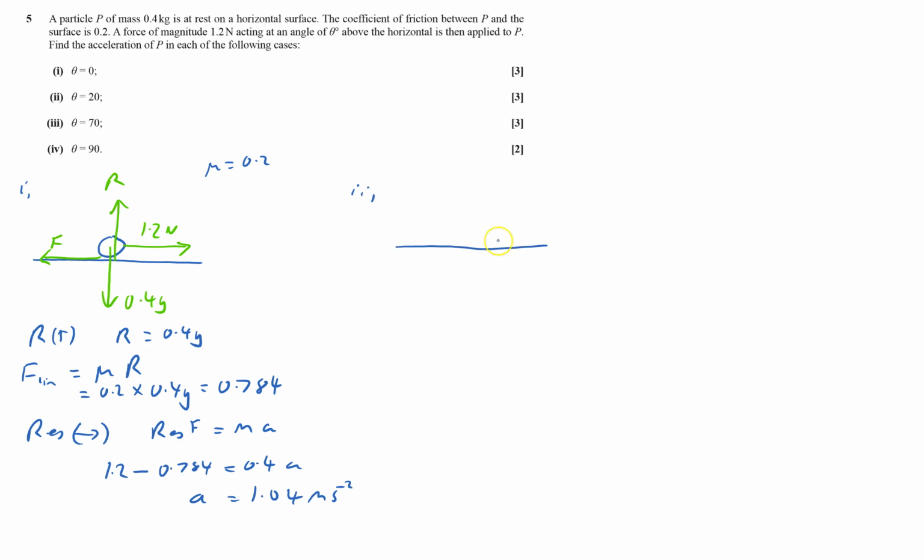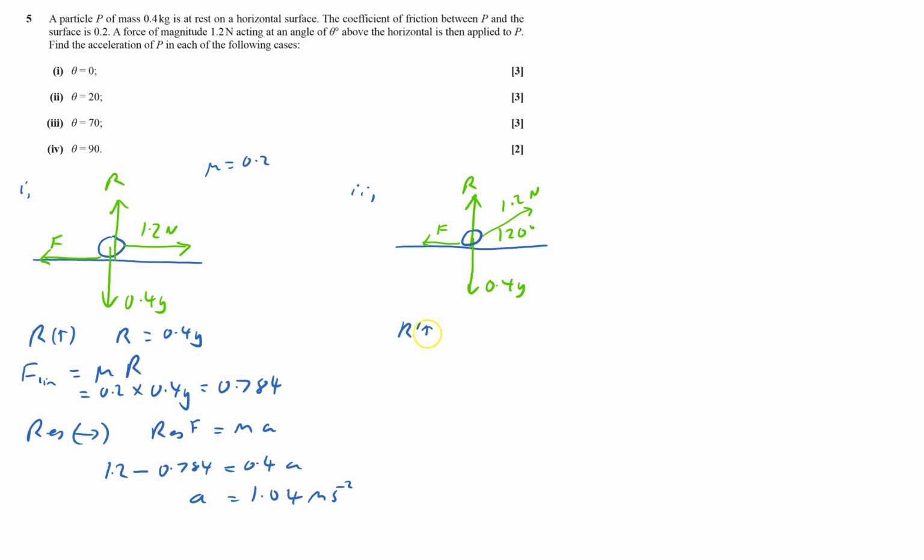I've still got the same particle resting on a horizontal surface, and I put the forces in. So I've got the weight straight down from the centre of mass, weight still 0.4g. R goes straight up from the surface. It's now being pulled when theta is 20 degrees. It's probably a bit steep, but 1.2 newtons, and that is 20 degrees. And friction obviously opposes motion or desired motion. So we've got to do pretty much exactly the same thing again.